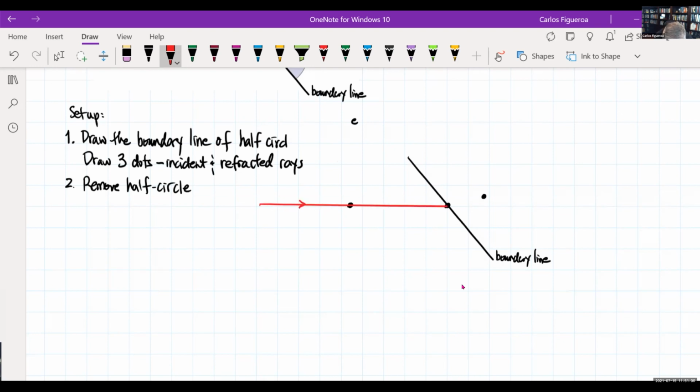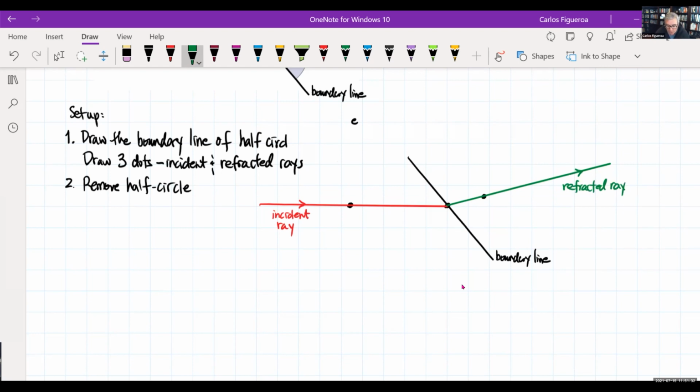Okay, so this is my incident ray. Okay. And now I want my refracted ray. And you want to draw these lines big, nice and long. So then I'm going to connect the next two dots so that it looks like this. And look how long I'm drawing them. This is the refracted ray.